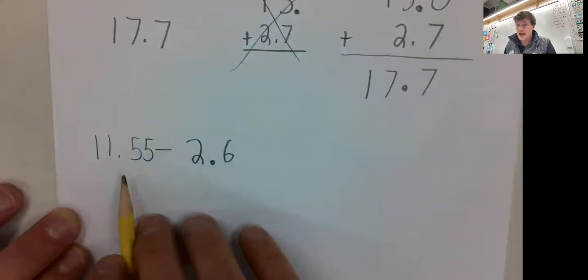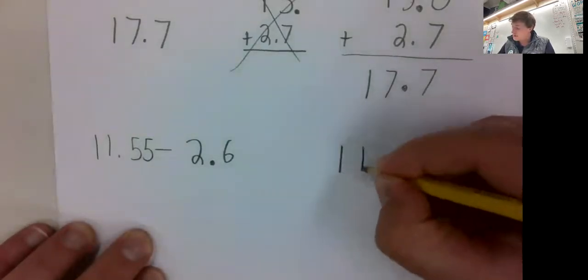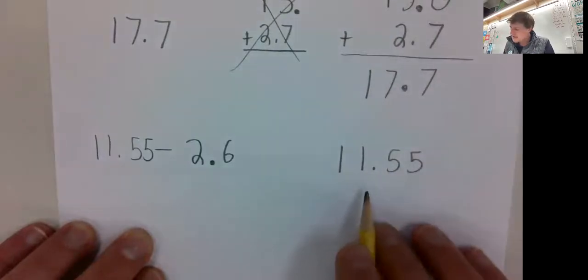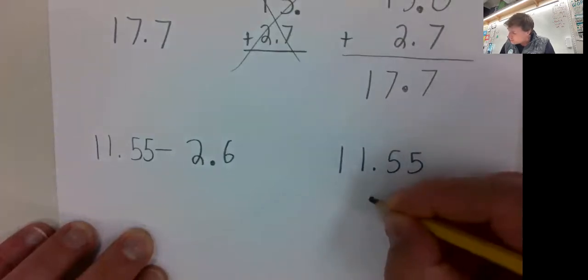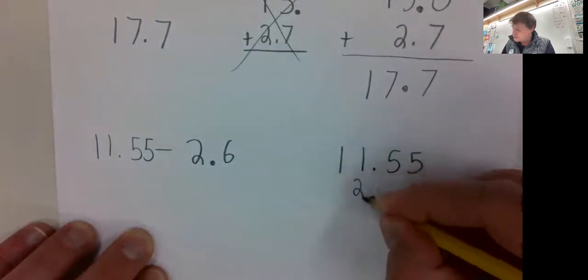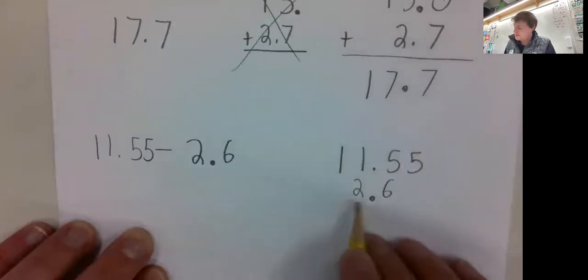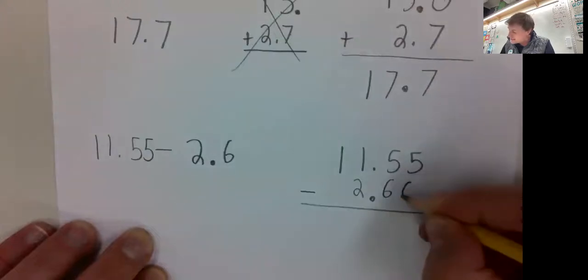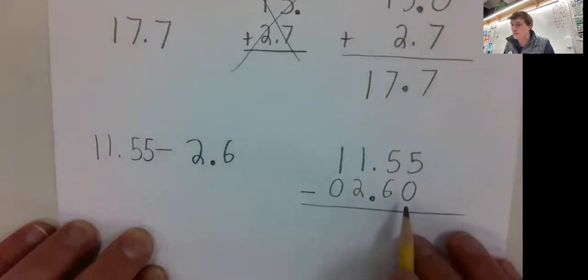When we are subtracting, we always put the bigger number on top. So my 11.55 is on top, and my 2.6 is going to fall right underneath that. You can start with the decimal point, and I've got the 2 in the ones place and the 6 in the tenths place. Now there are some free spaces here. I'm subtracting, so I can always add zeros to those free spaces just to make sure everything is lined up, as a holder for our place value.